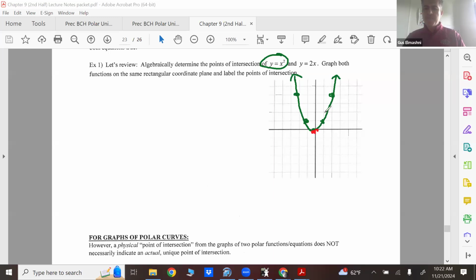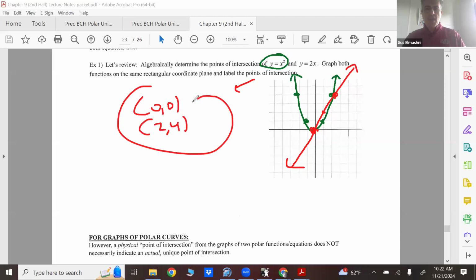Okay, what's the slope for this line? Good. It's kind of a crooked line. But how many times is it touching the parabola? Twice. There we go. So points of intersection are super easy. 0, 0, and 2, 4. Algebraically, that's not hard. How would I solve this algebraically?